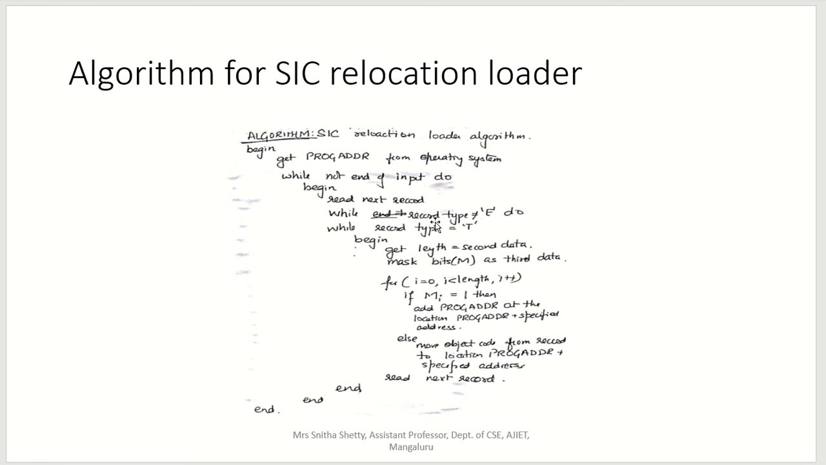So hope it is clear how we are doing relocation in two different categories, in SIC program and in SIC/XE program. So this is one dependent feature of the loader. Okay, so we studied just the first one, that is about relocation. So what is the second feature? The second feature is program linking.